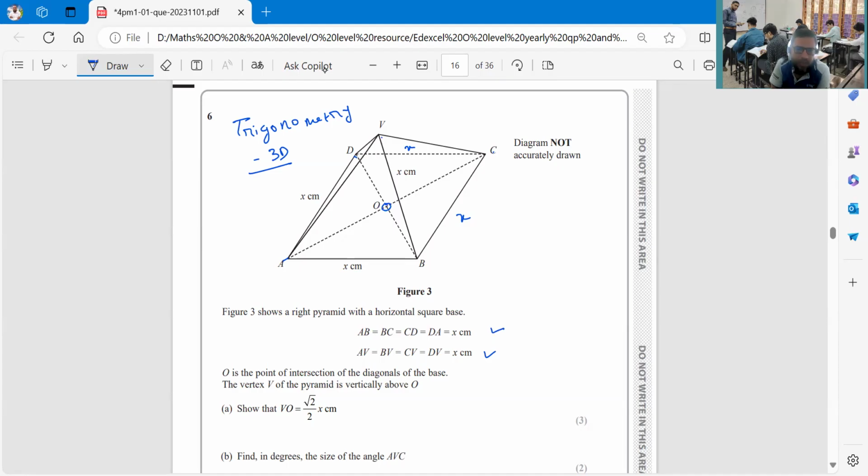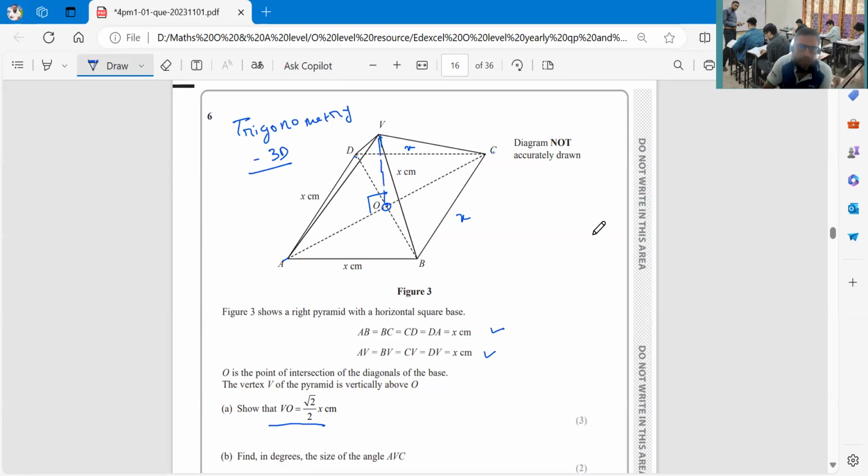And now V is the vertex. Vertex means corner point. The vertex V of the pyramid is vertically above O, so it should be vertically above, like this. And the question asks you to show that VO equals root 2 by 2 x. This vertical height is the height of the pyramid, and this height with the base AO is perpendicular, right? The question asks you to prove it.